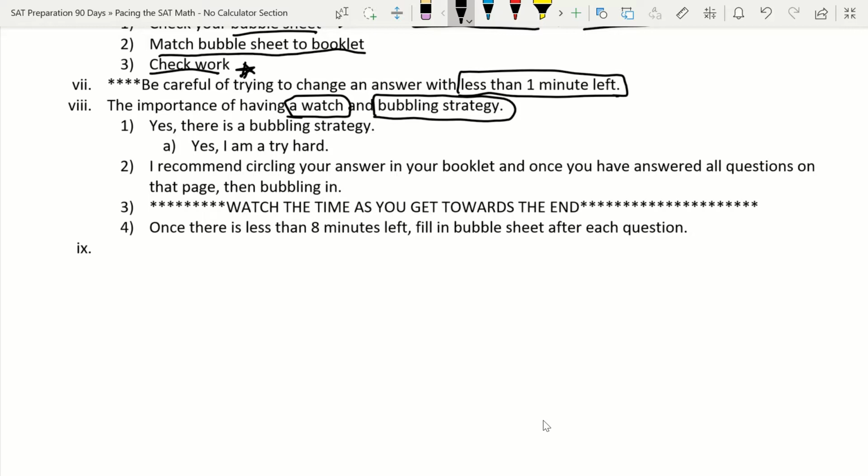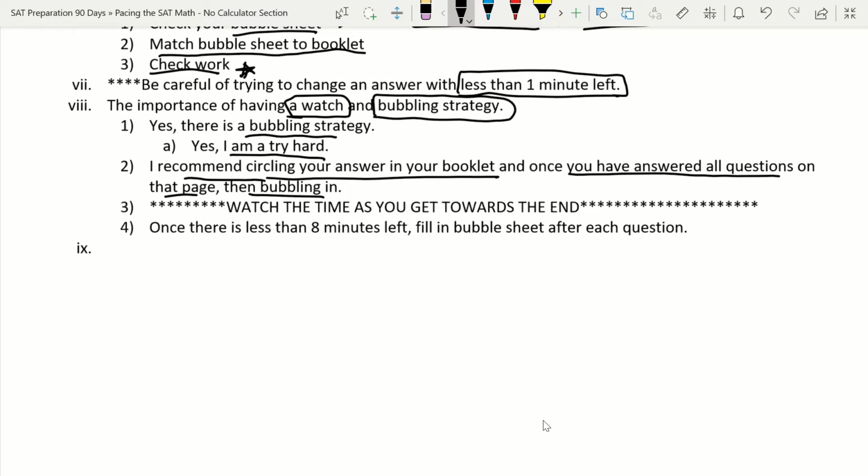So obviously this is in case the SAT is paper pencil, which it is currently, but in the future it may move to online, in which case you can disregard this because it'll probably be just clicking your answer on your test booklet anyways. So yes, there's a bubbling strategy. Yes, I'm a try hard. I recommend circling your answer in your test booklet, and then once you've answered all the questions on that page of your test booklet, then bubble them in.